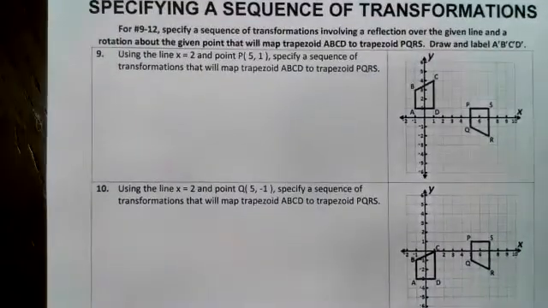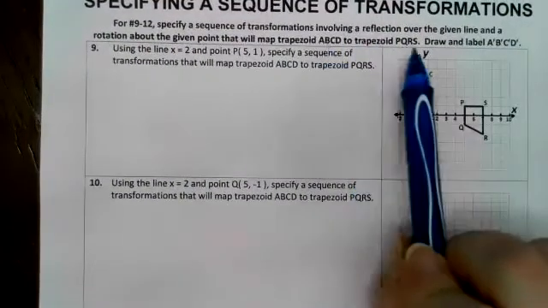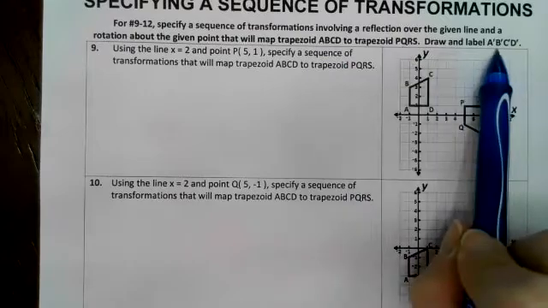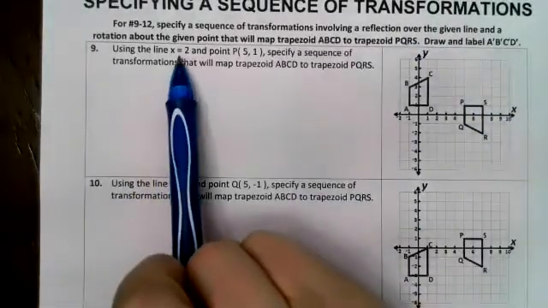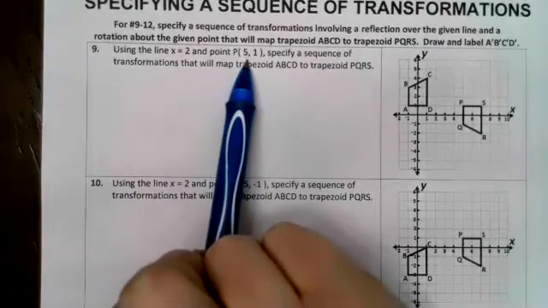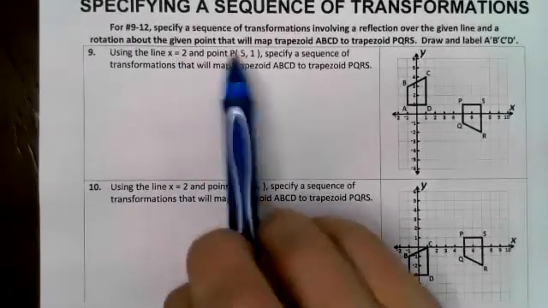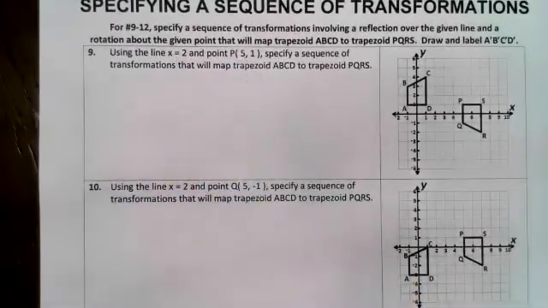All right, so here we have ABCD as my pre-image. We want to end up at PQRS. I'm going to hit A prime, B prime, C prime in the middle. And they tell me that I want to use a line X equals 2 and then a different point. So it looks like I'm going to reflect and rotate.